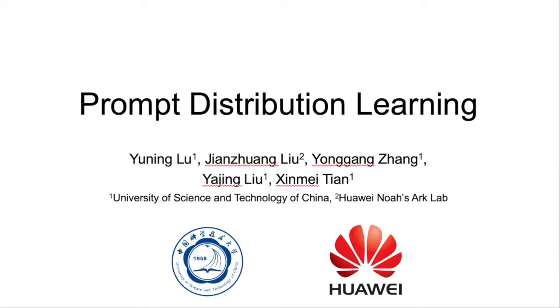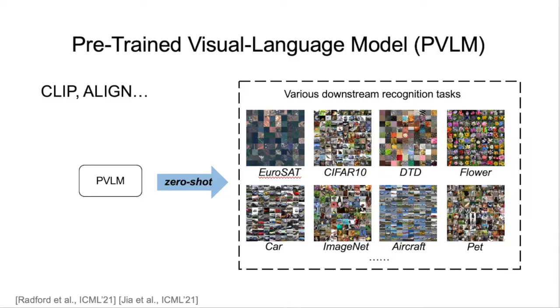I am happy to present our work, prompt distribution learning. Recent progress in pre-trained vision language models, such as CLIP and ALIGN, provides a promising opportunity to explicitly leverage human language for addressing downstream recognition tasks efficiently. A pre-trained vision language model can effectively address various tasks with the provided natural language.